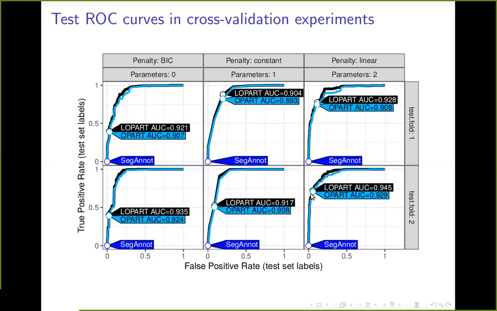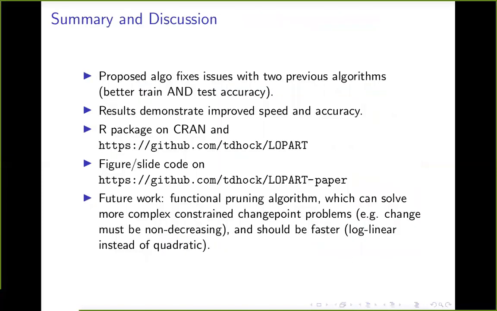When you're looking at this ROC analysis, if you've never seen this before, it's always better if you have a ROC curve that's going up right away and then over. So if you have a ROC curve that's higher, you get more area under the curve, and that's this AUC number that we're plotting here. And you see consistently across all of the data sets and penalty learning strategies that you've got slightly larger AUC with the Lowpart algorithm compared to the Opart algorithm. So that's another indicator that the Lowpart algorithm that we propose is quite useful and should be preferred in practice. To summarize, the algorithm that we propose fixes issues with the two previous algorithms.